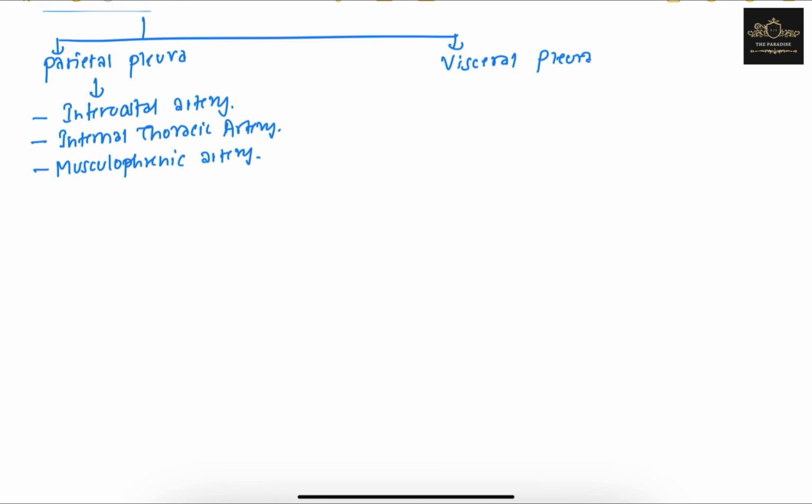And second will be the visceral pleura. The blood supply to the visceral pleura is bronchial arteries, because it is in close relation with the visceral organs. It means it is in close relation with the lungs. It is firmly attached with the lung. That's why bronchial artery supplies the visceral pleura.